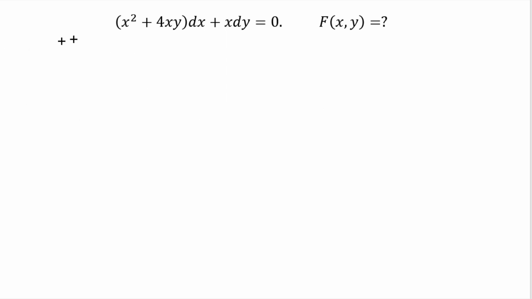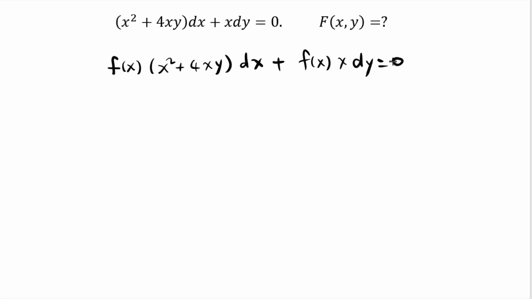Well, one idea is to assume that you can multiply some function to this equation so that it becomes exact. So let's just assume that there's some function f of x that you can multiply to the above equation, and somehow this will become exact.